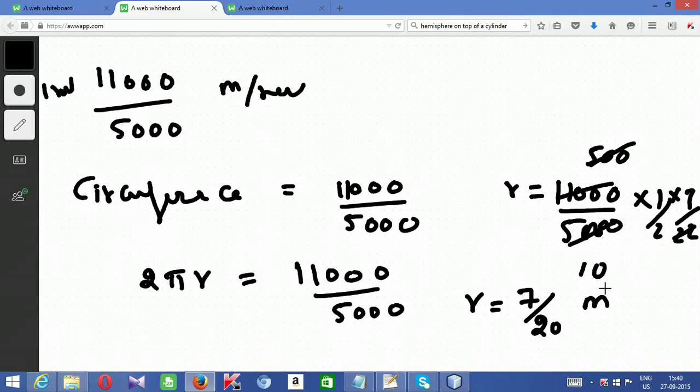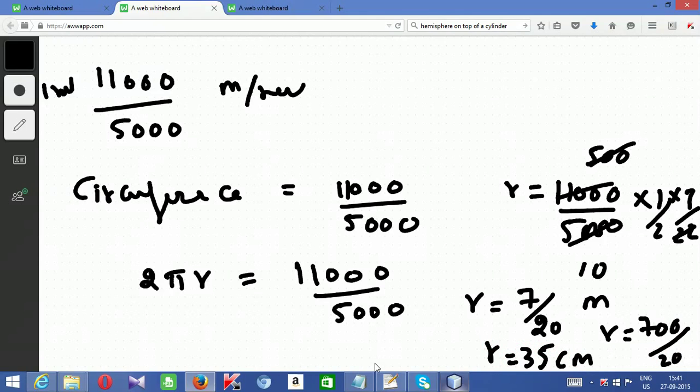Fine. So you will get an approximate value here. 7 by 20 meter you can calculate in terms of centimeters, because 7 by 20 meter you will have in decimals. So what you can do, convert this into centimeter. 1 meter equal to 100 centimeter. So 700 by 20 centimeter, which is equal to r equal to 35 centimeter is the answer.